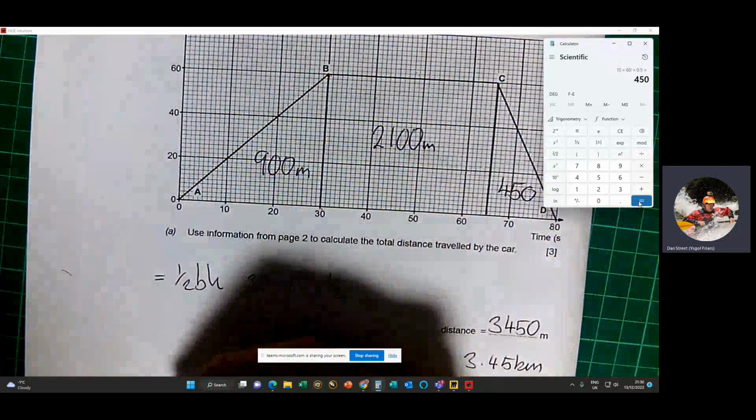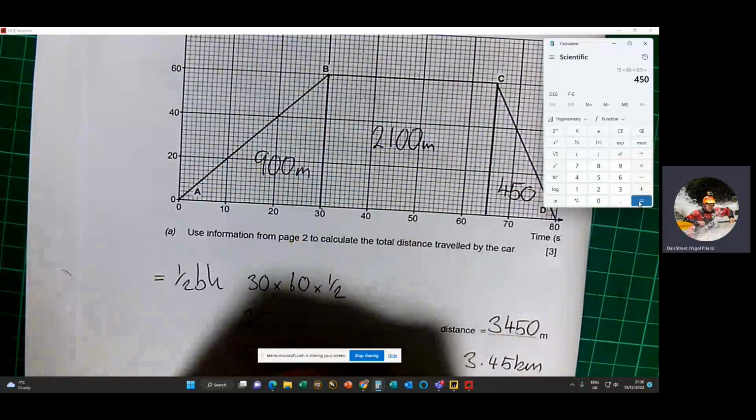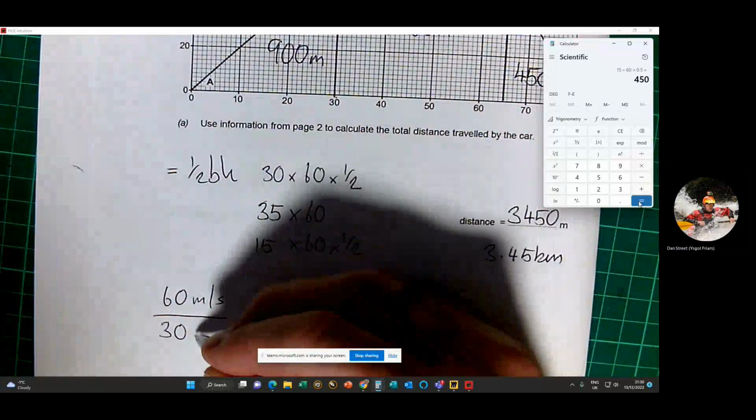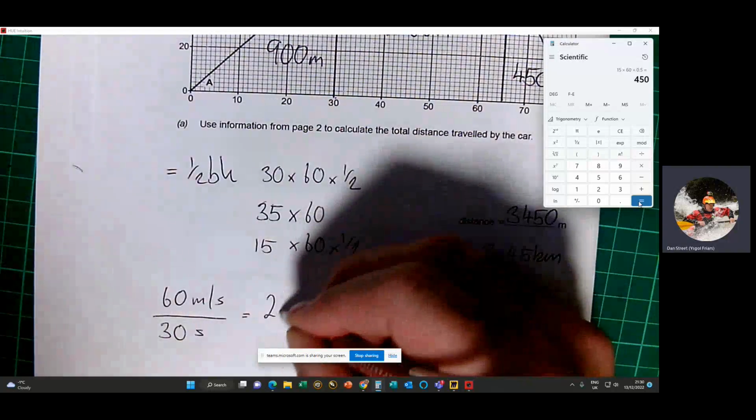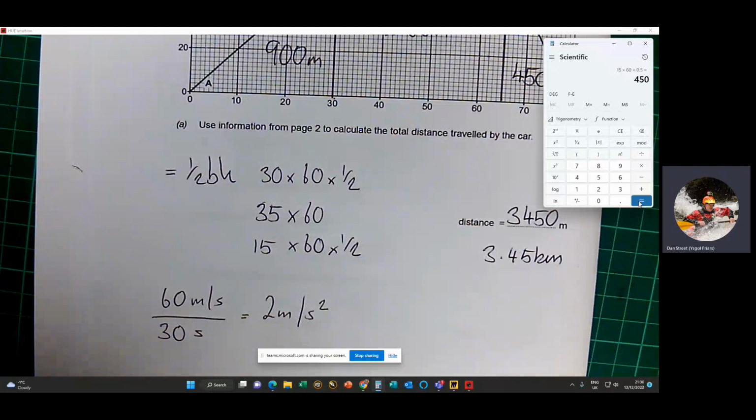Okay, so that's 60 meters per second is the change in velocity, divided by 30 seconds, and that's going to give us 2 meters per second squared. Okay, so that's an acceleration.